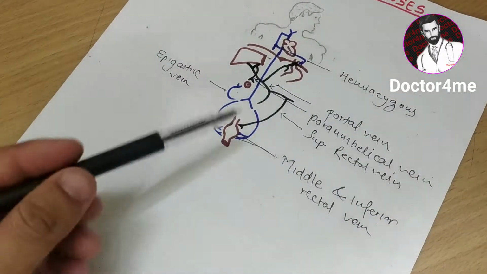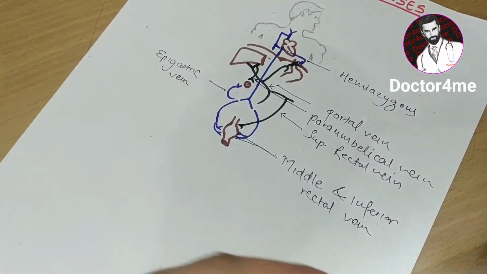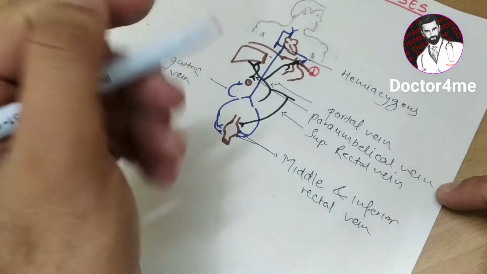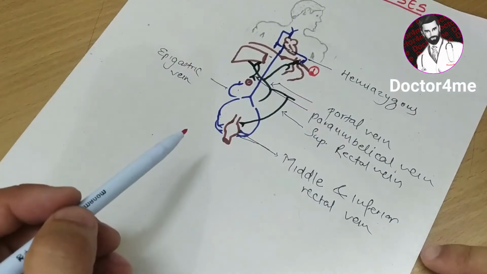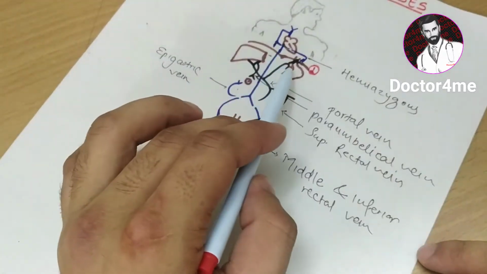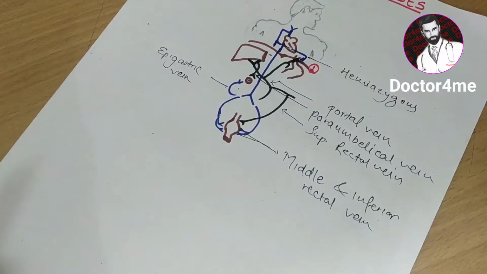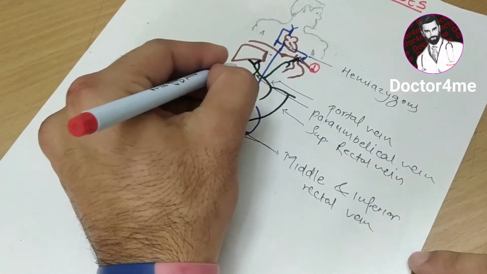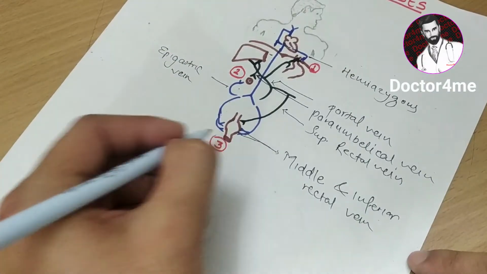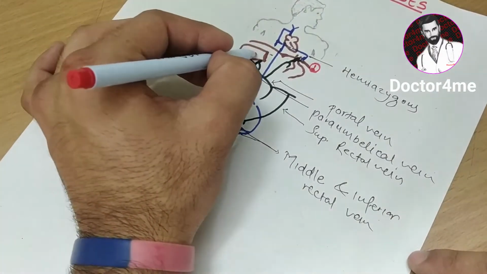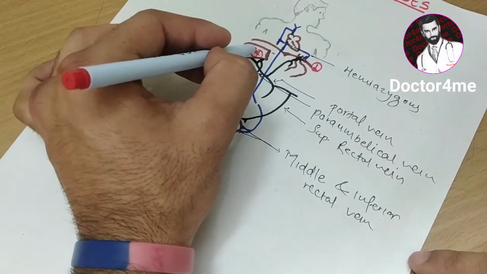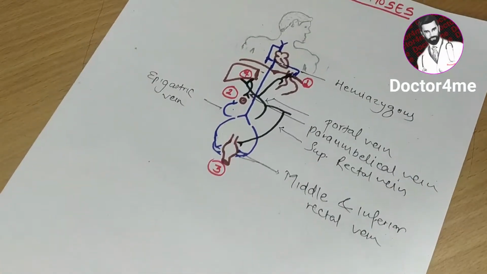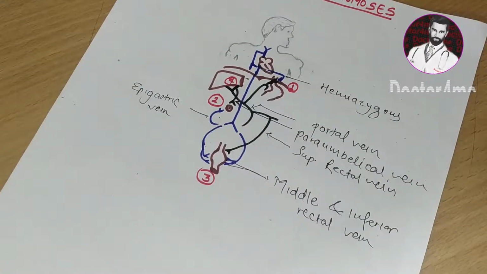Simply here we can see one of the portocaval anastomoses is the branch of the left gastric vein with the branch of the hemiazygous vein. The second is the umbilicus, the third is the rectum, and the fourth is the bare area of the liver, but it is not that clinically significant.